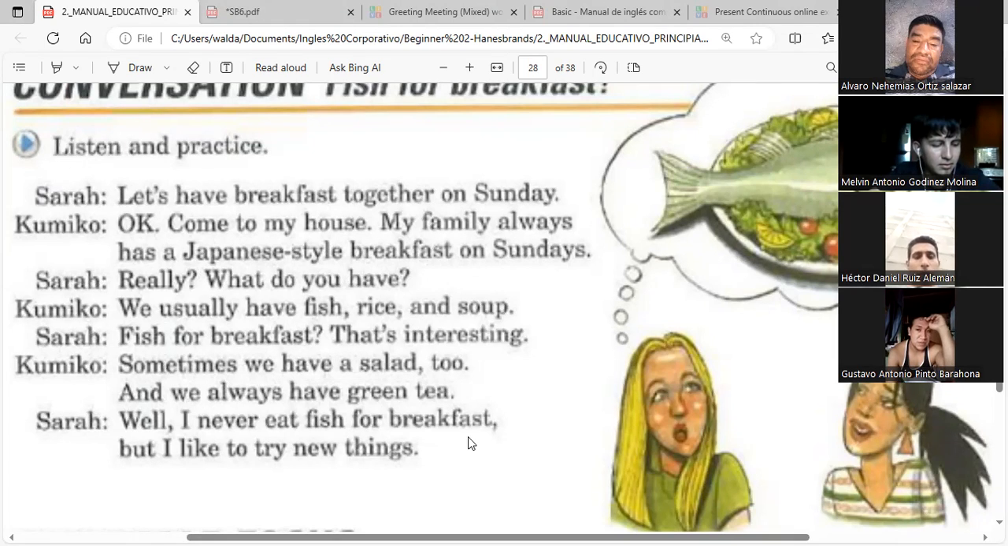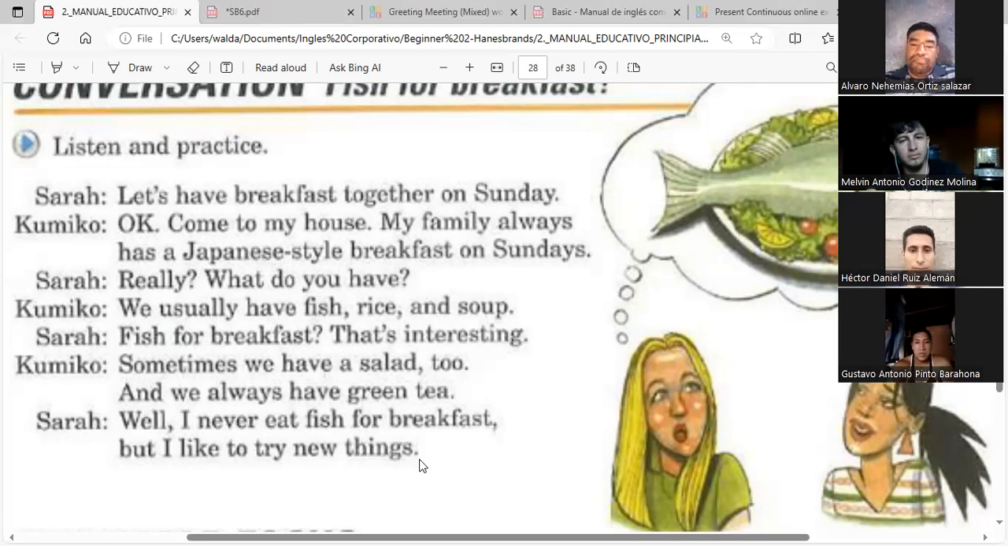Breakfast. So it's not breakfast, it's breakfast. But I like to try new things. Okay. Do you have questions about the vocabulary? You can write in the chat the words that you don't understand. If you don't understand any words, you can write in the chat.